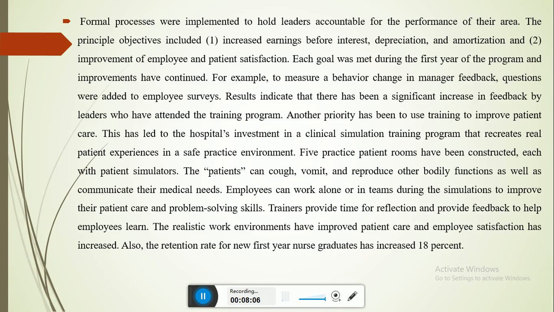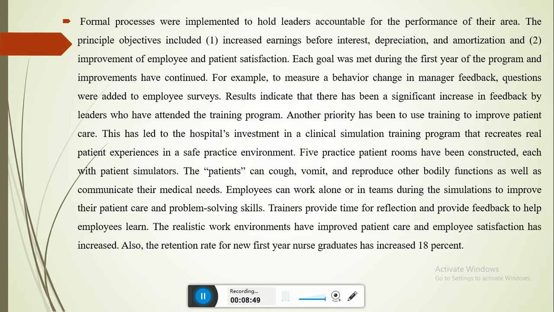The patient can cough, vomit, and reproduce other bodily functions, as well as communicate their medical needs. Employees can work alone or in teams during the simulation to improve their patient care and problem solving skills. So they are doing this on a team basis, on a real basis, so they can become familiar with this sort of situation. So how can they handle it, or how can they solve the problem? Trainers provide time for reflection and provide feedback to help employees learn. The realistic work environment has improved patient care, and employee satisfaction has increased.